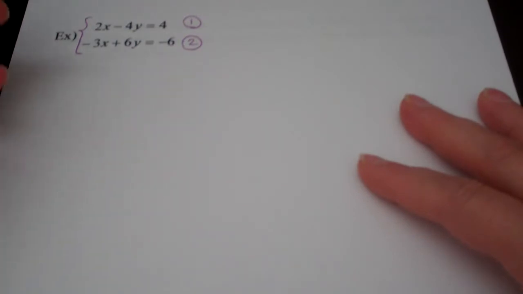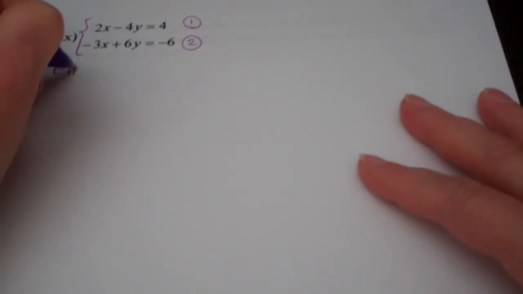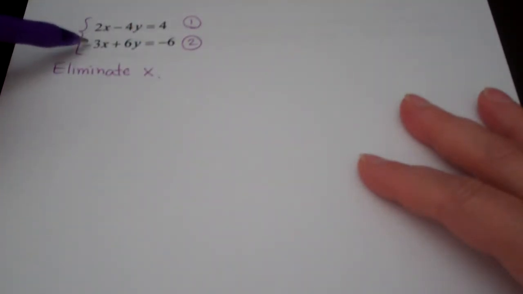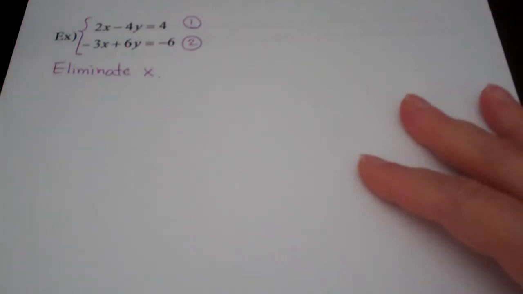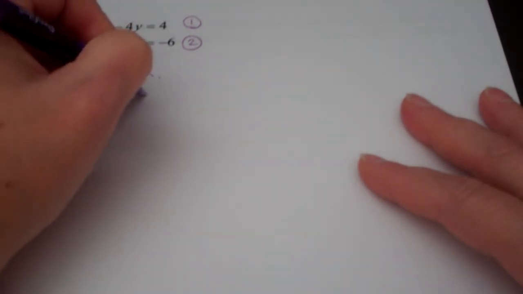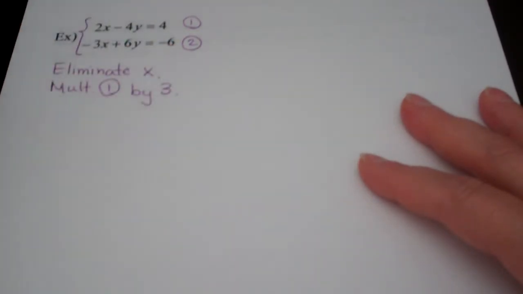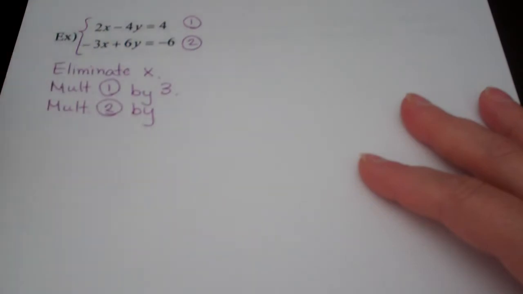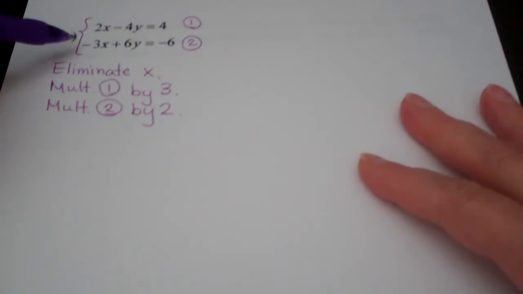We could eliminate either variable. Let's choose x again. So we're going to eliminate x, which means that if I'm going to add the equations, I want the coefficients to be equal and opposite. So what do I need to multiply equation number 1 by? 3. And what do I need to multiply equation number 2 by? 2. So if I multiply equation number 1 by 3, I'll have 6x. If I multiply equation number 2 by 2, I'll have negative 6x.